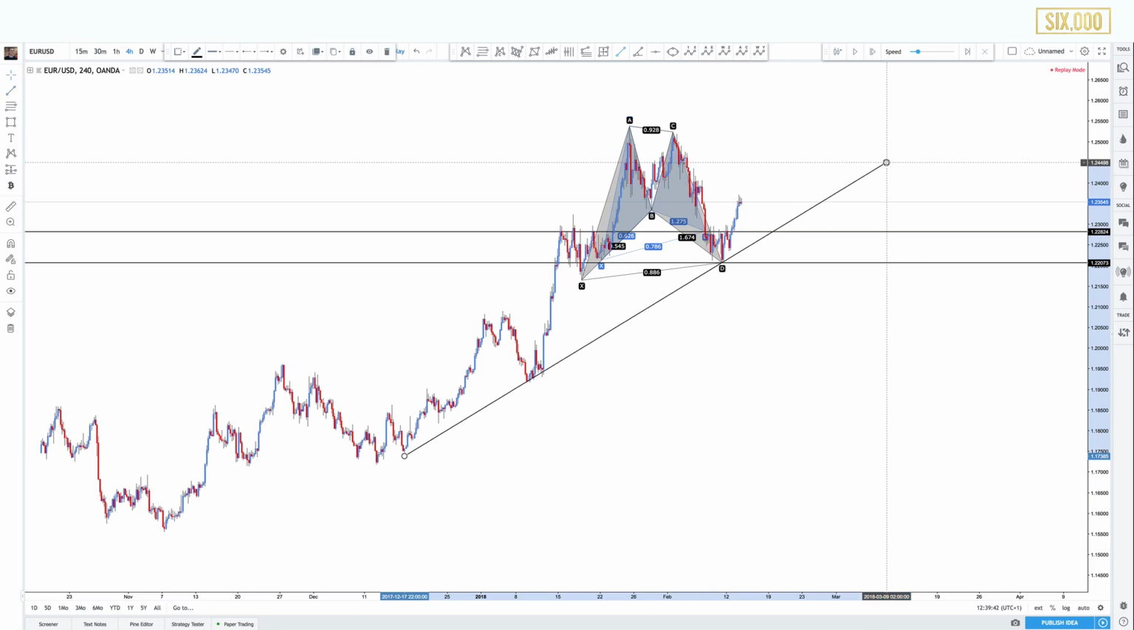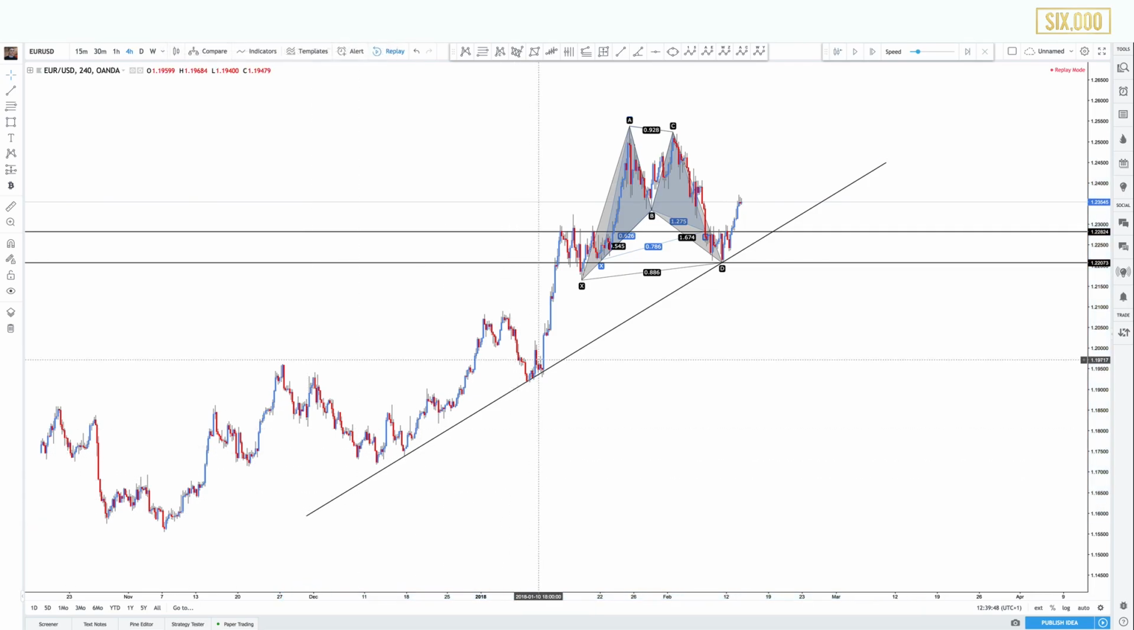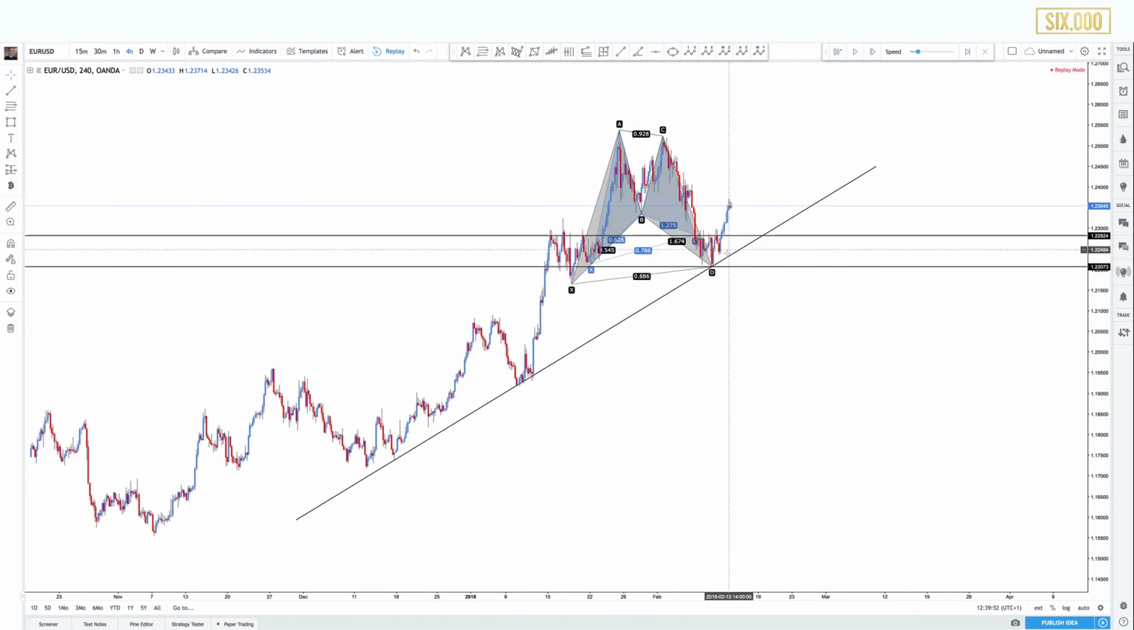Drawing the support trend line. You can see we've got multiple tests of that support trend line, especially in this area here. At least a handful of tests in this area. And this is where price confirmed the support trend line and we got the reversal.